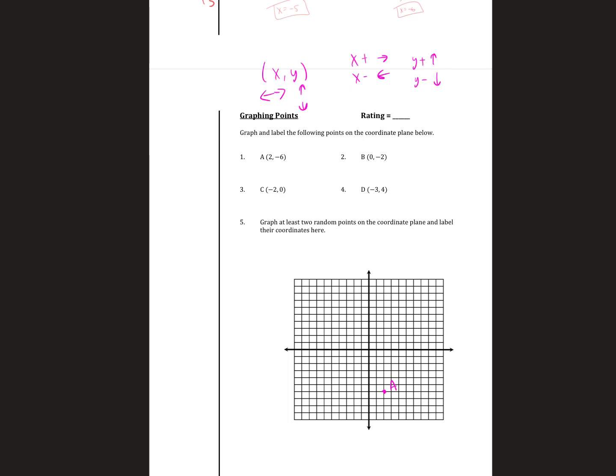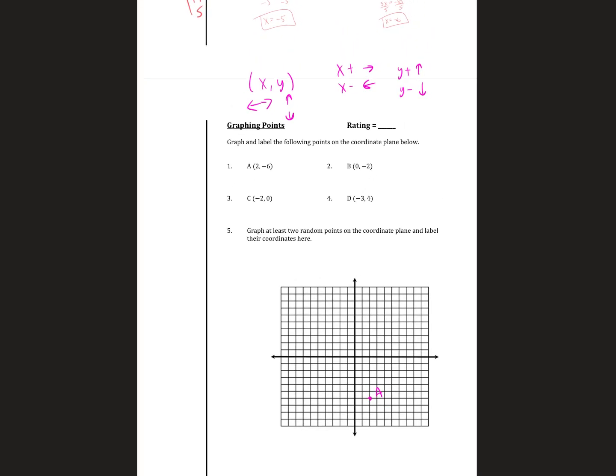All right, 0, negative 2. So I have a question for you. If it's 0, what does it mean to do with that? It means don't move, right? So if B is 0, negative 2, we're going to stay on the y-axis. We always start at the origin too, by the way, okay? We're going to stay there. We're going to go down 2. Y is down 2.